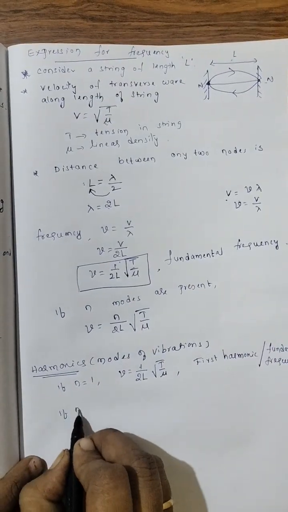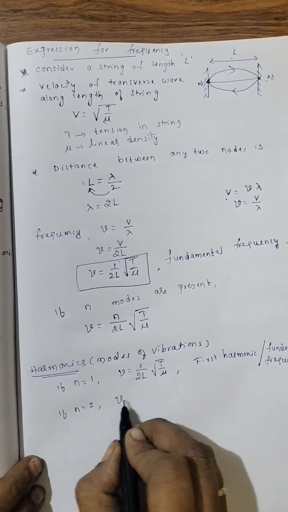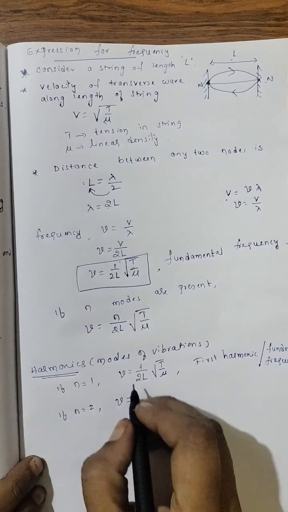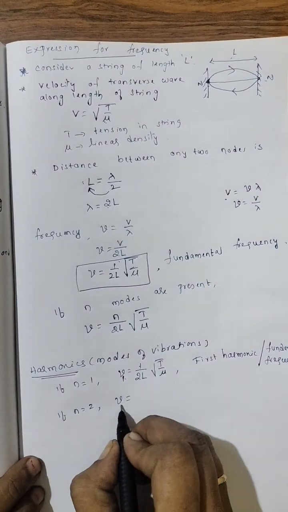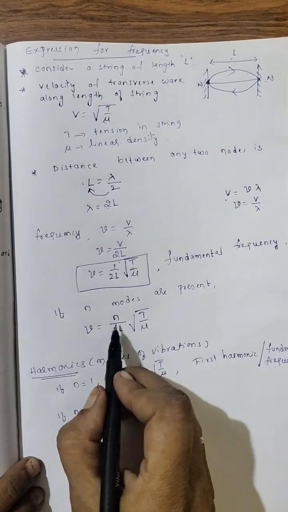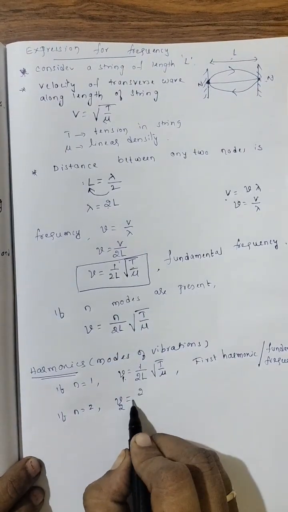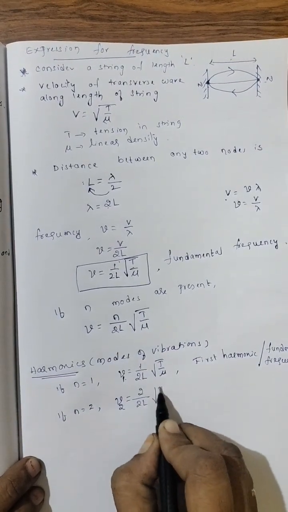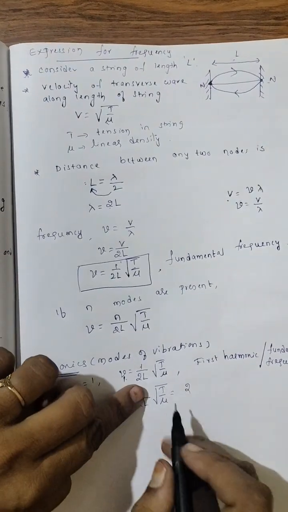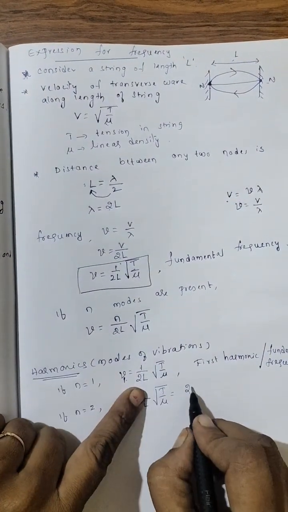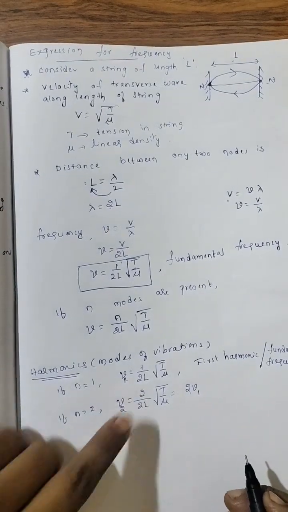Now, if n equal to 2, right? Here just for our ease, I am writing 1 for 1. This is for 2. In place of n, what will I write? 2. The same formula. Right? Now this total term is nothing but equivalent to nu 1, no? I will substitute nu 1.